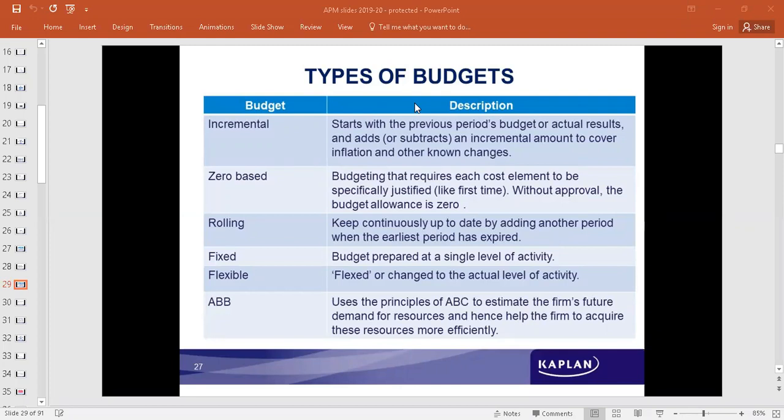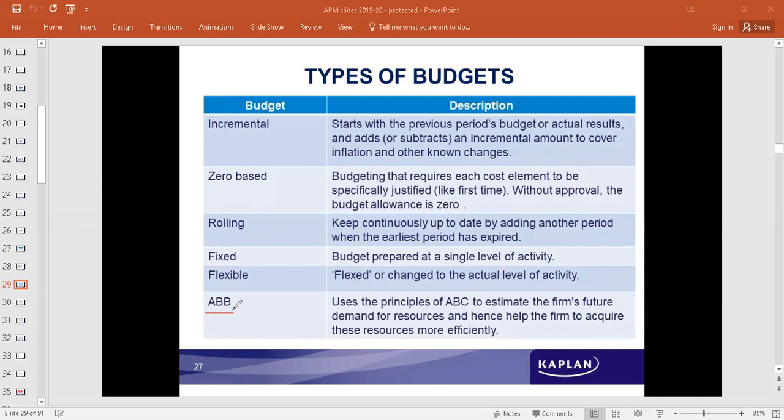Last class, at the end, we were doing types of budgets. I have explained all these things. Only ABB was not done. So let's understand what is ABB. You must be remembering the activity-based costing principles.